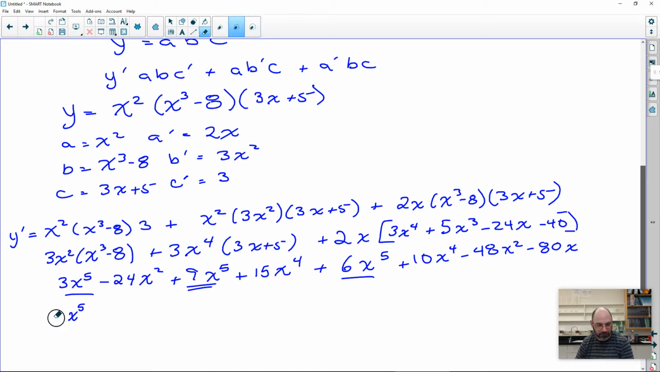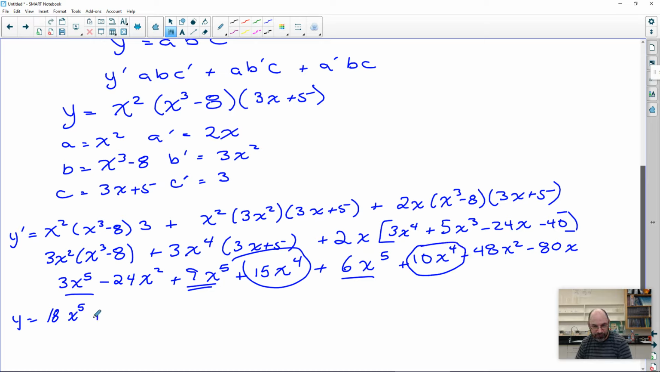See, this is where you got to be careful when you're simplifying. So we got 3, 9, and 6. So that's 15, 16, 17, 18x to the fifth. Okay, and then we've got a 4 there and a 4 there. So it looks like 25x to the fourth. And then we've got an x squared. So we got negative 48 and negative 24. So that'd be negative 72x squared. And minus 80x.